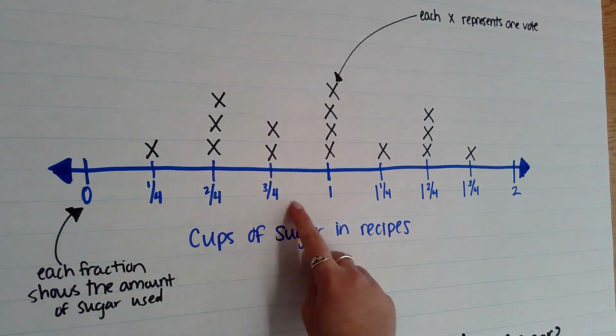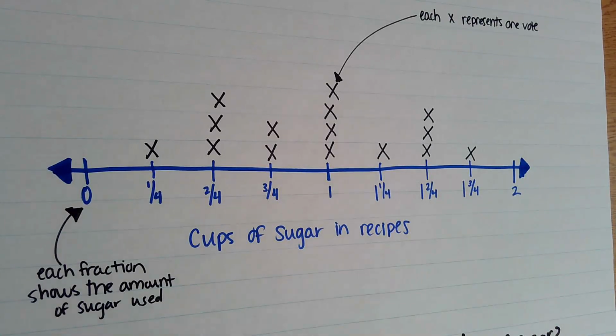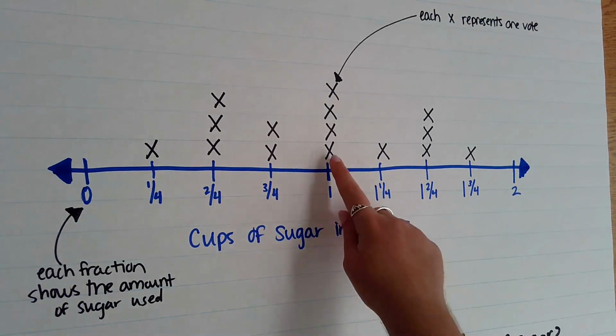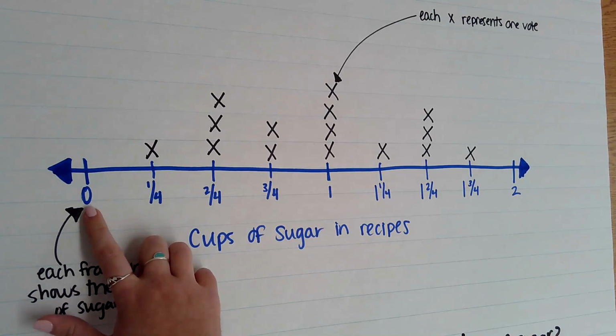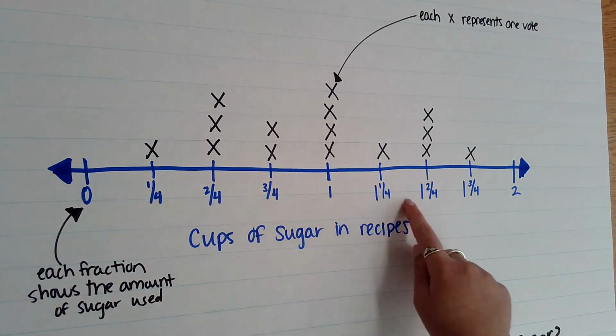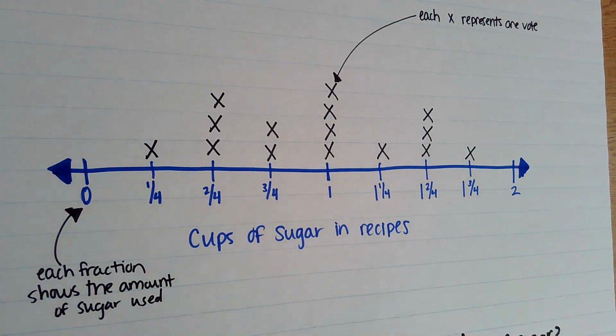So for this line plot, we're looking at cups of sugar in recipes. Each of these fractions includes the amount that was used in that recipe when they were measuring out sugar. And each of those X's represents one vote, or in this case, one recipe. We can see we go from 0, counting up by fourths, all the way up to 2 whole cups.